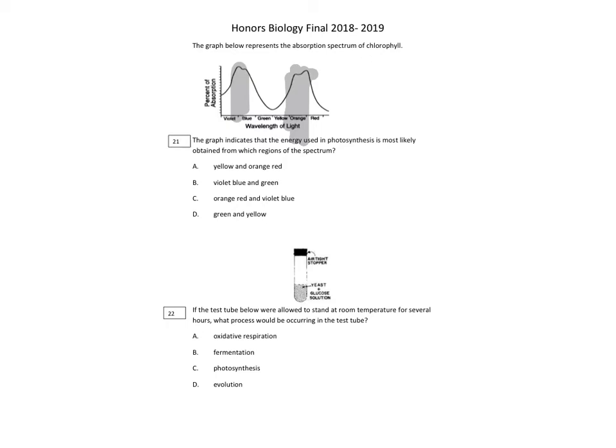So it says the graph indicates that the energy used in photosynthesis is most likely obtained from which regions of the spectrum? Well, violet and blue, but not green. Why not green? Well, that's for you to figure out. You should know that, so that's why that's not correct. What about yellow and orange, red? Well, yellow's here. Is that really most likely obtained? Yellow, orange, red, okay. Yellow, orange, red, and blue, violet. Or blue, violet, and orange, red. So what do you think? I think that one's probably the best.